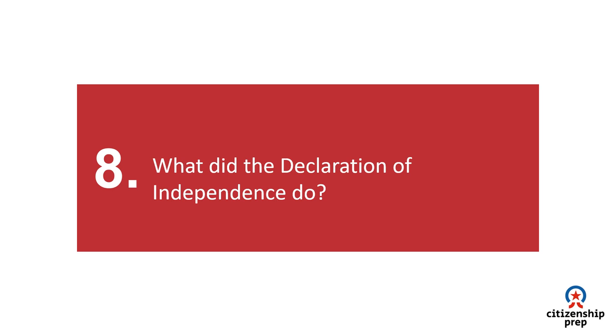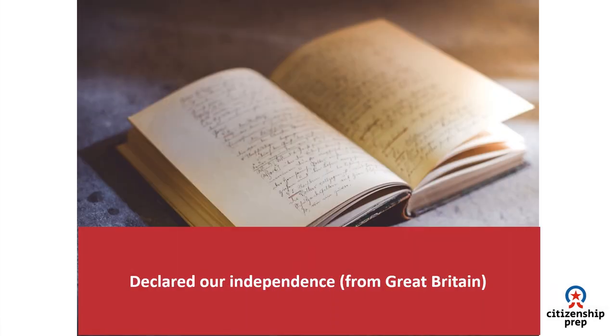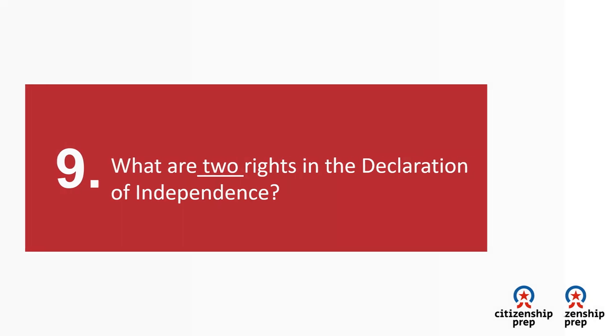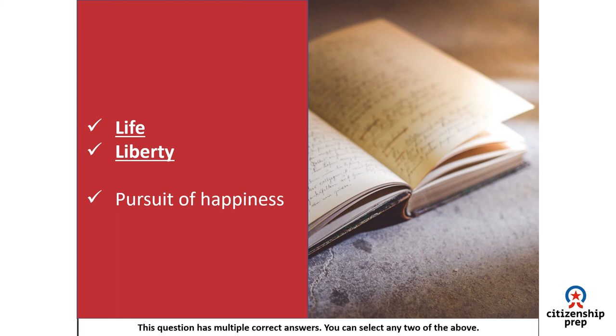What did the Declaration of Independence do? Declare our independence from Great Britain. Or you can just say, declare our independence. What are two rights in the Declaration of Independence? Life and liberty.